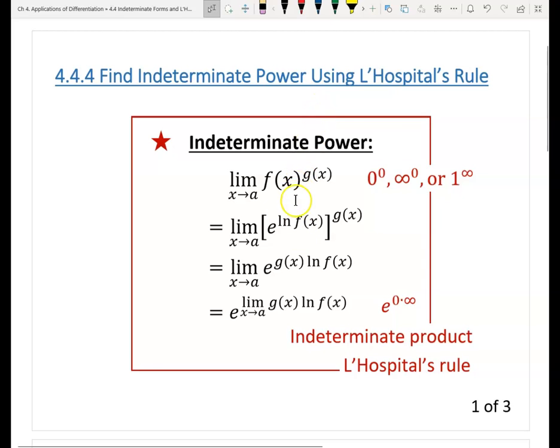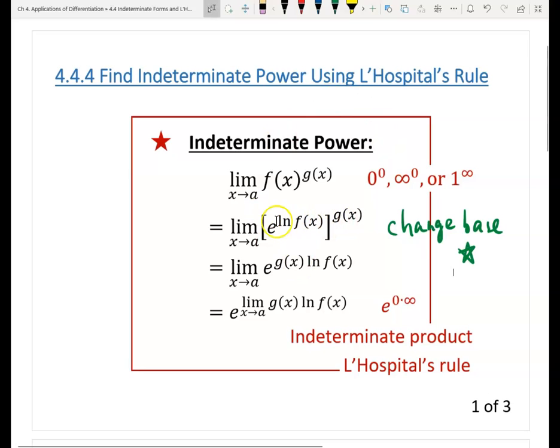Let me highlight this most important trick here. The big one is change base. This is the major trick.